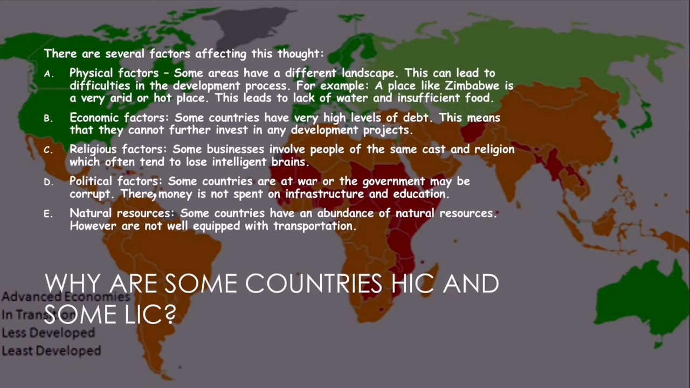Physical factors are that some areas have a different landscape. This can lead to difficulties in the development process. For example, a place like Zimbabwe is a very arid or hot place. This leads to lack of water and insufficient food.